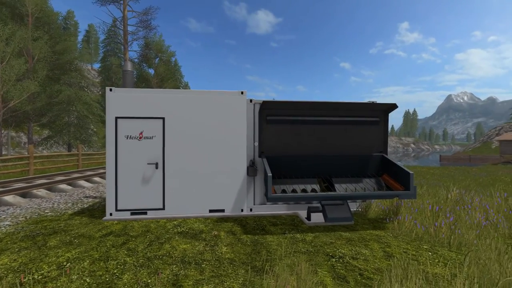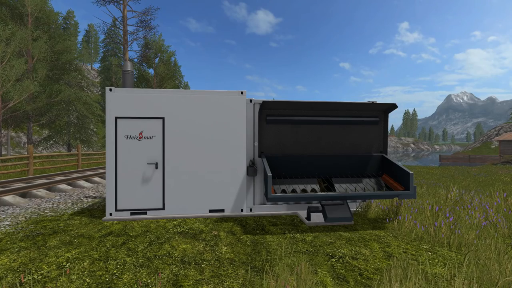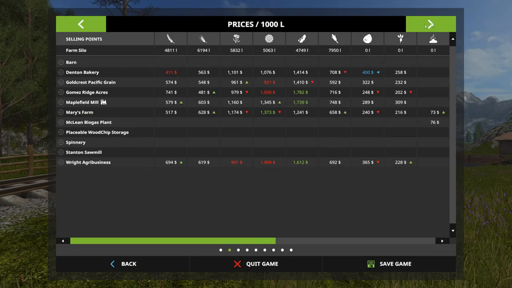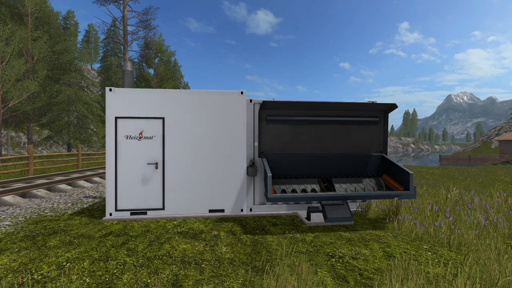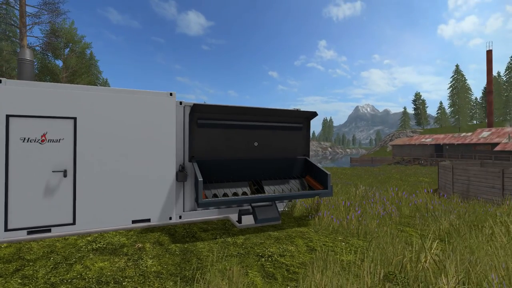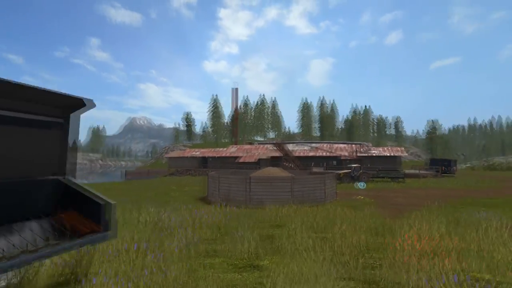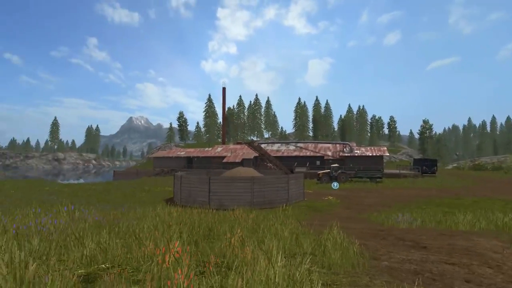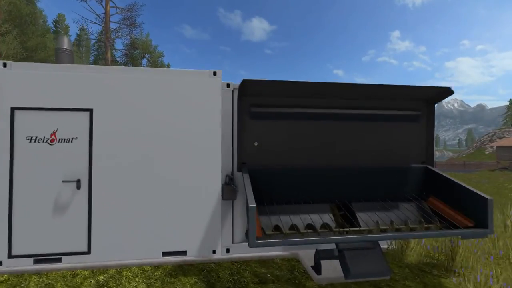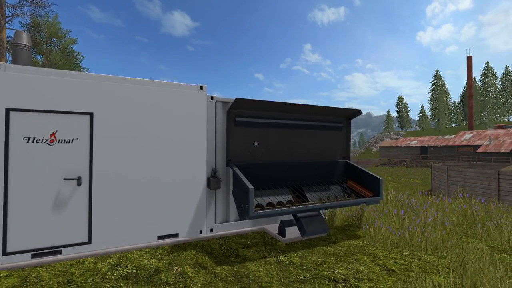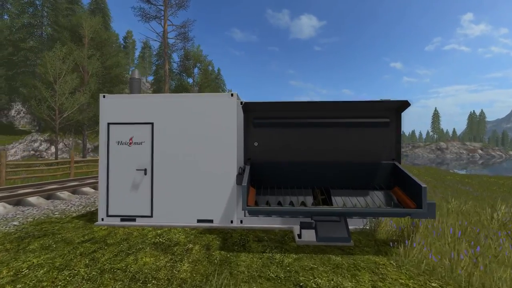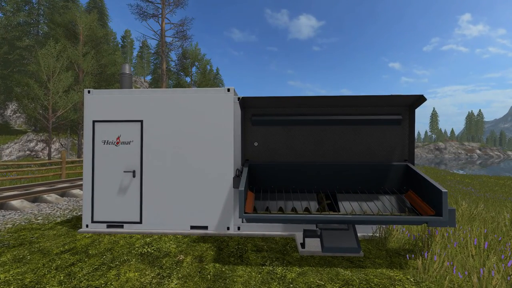But it's a little weird because it's different, right? If we look in here at our prices tab, we can see that the Stanton sawmill is listed, but there isn't a listing for the Heizomat. So you don't really know how much it's going to pay you for each load. I've been evaluating whether or not I should use these in my Let's Play series, and quite a few people recommend that I don't use it, just avoid it because of that reason. You don't know how much it's going to pay you.